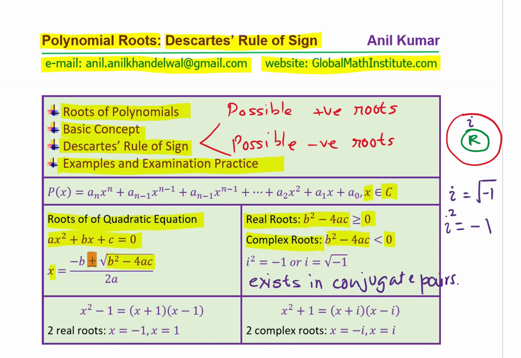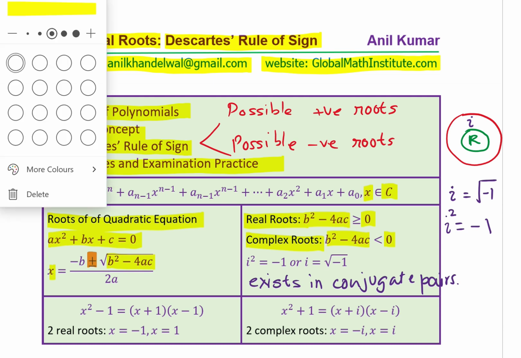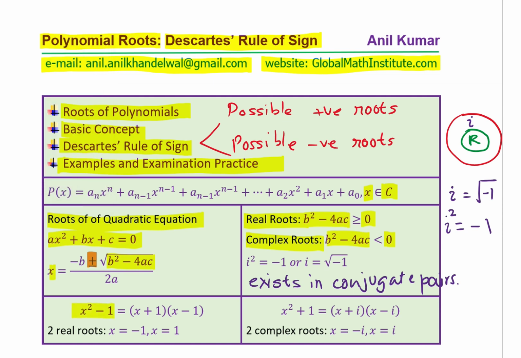Now, let me give you a concrete example. If I take x squared minus 1, this is a difference of squares. You could factor it as x plus 1 times x minus 1. It means that it has two real roots. One root is at x equals minus 1, the other one is at plus 1. Correct? A root really means what makes the factor 0. Minus 1 makes x plus 1 zero, and plus 1 makes x minus 1 zero.